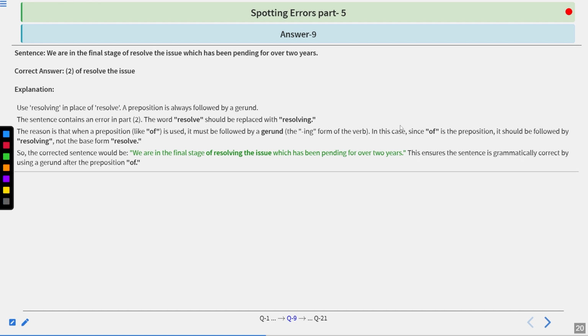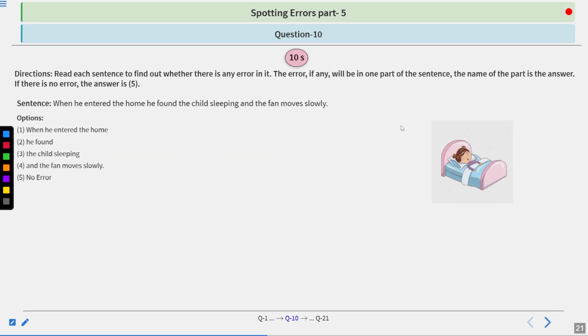I hope you have understood. Let's move to the next question. The next sentence is, when he entered the home, he found the child sleeping and the fan moved slowly. Options are given below. You have 10 seconds to spot the error.